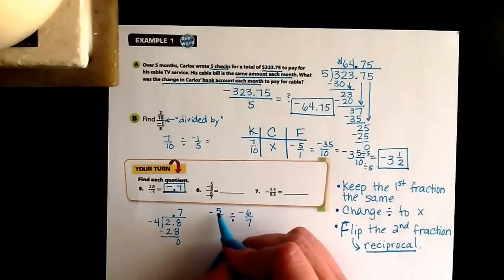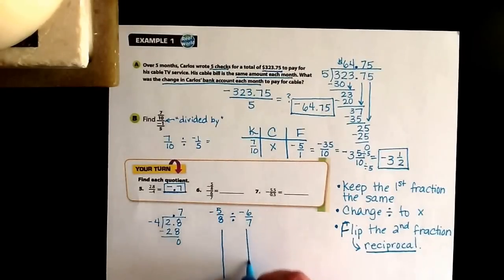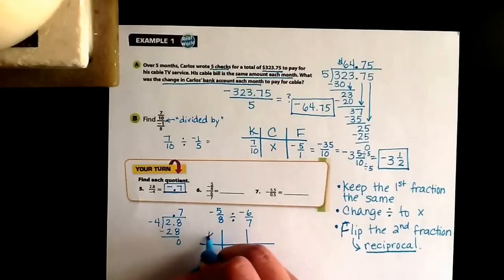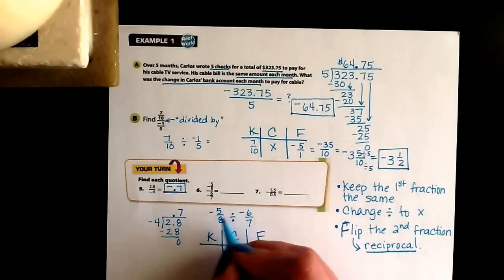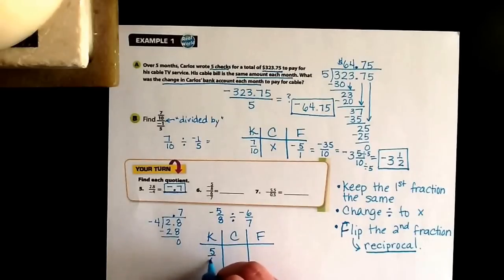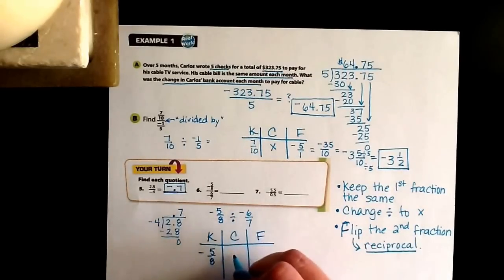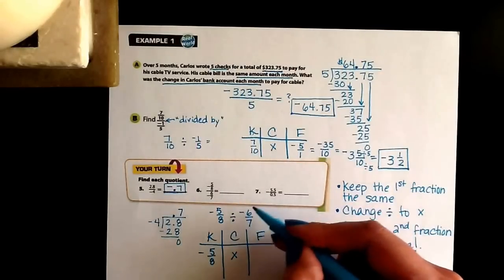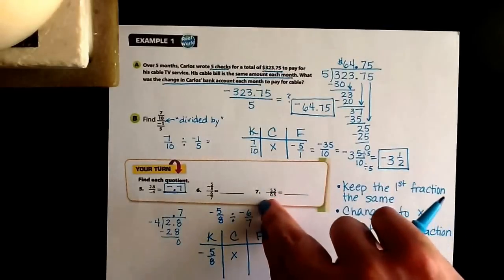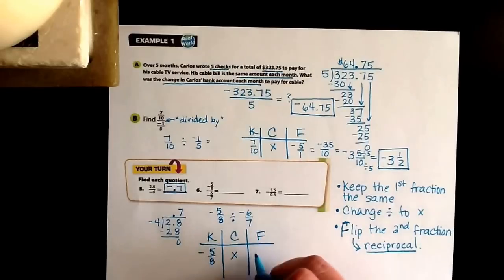So now that I have my division problem, I want to set up my chart. Keep it, change it, flip it. So keep it means I'm going to keep the -5/8 the same. I'm going to change division to multiplication, and I'm going to flip the 6/7. So if I take 6/7 and I flip it, I'm getting the reciprocal. So instead of 6/7, it's actually 7/6.